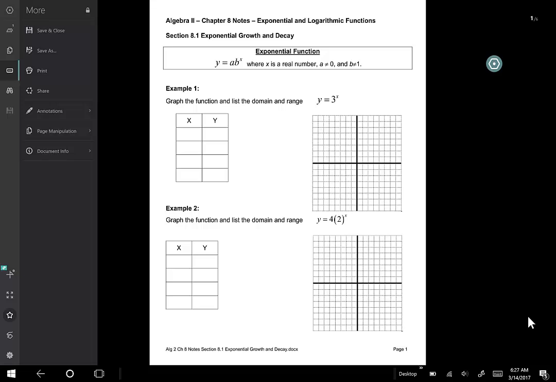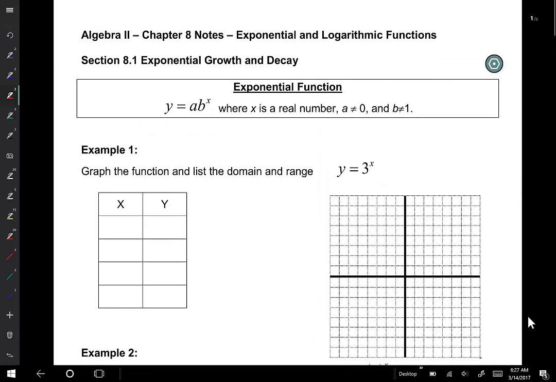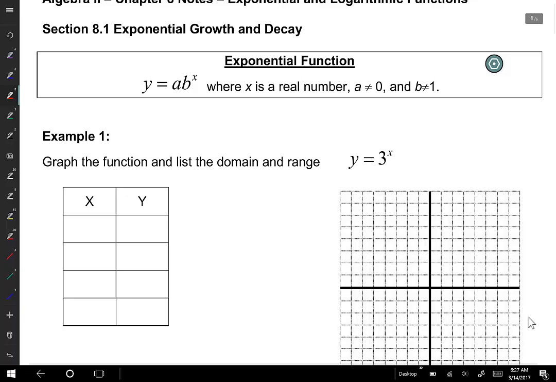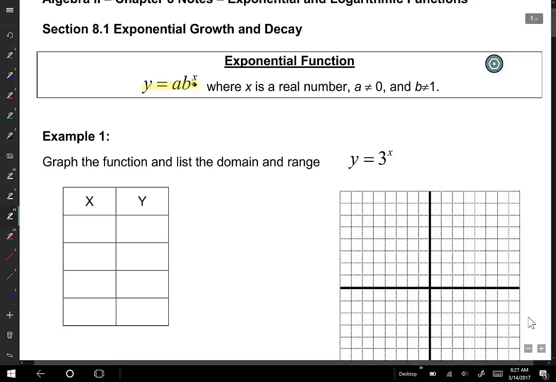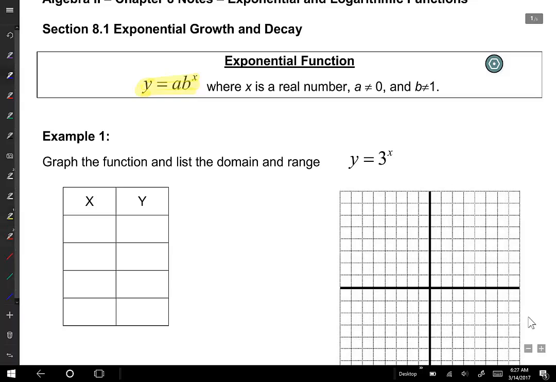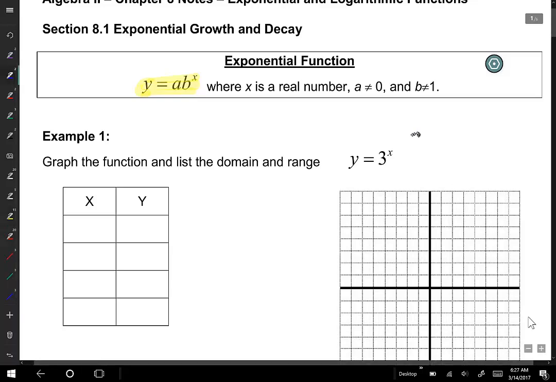Our first graph as we look at is y equals 3 to the x, and this is an example of an exponential function. An exponential function is a situation where we have the equation in general of y equals a b raised to the x. Most of our exponential functions will have this form. In this case, we have y equals 3 to the x, so here we have a equals 1 and b equals 3. Since b is greater than 1, this is an example of exponential growth.